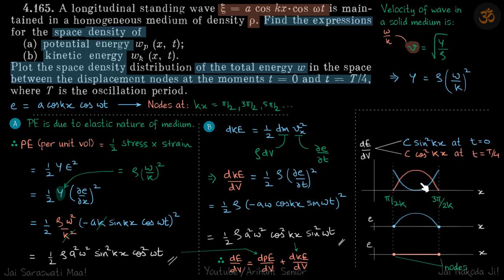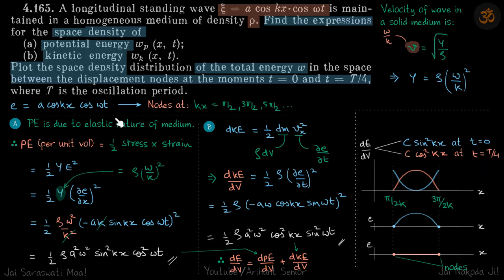Now he has not asked, but let's also plot E at these two instants, at t is equal to 0 and t is equal to t by 4. So at t is equal to 0, if you put here, this will be 1. So again, if you put x equal to pi by 2k, it will start at 0. Then it will reach the maxima, and then again it will become 0 at 3 pi by 2. So the variation of E will be like this at t is equal to 0.